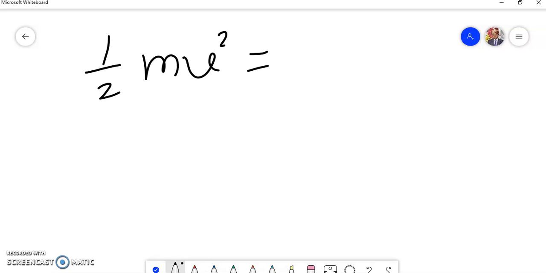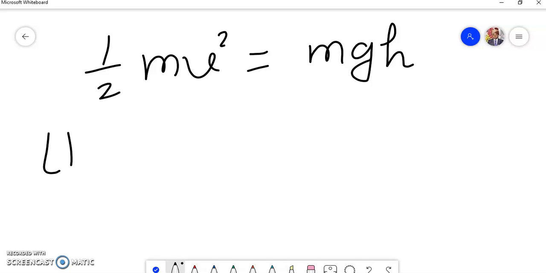You are given this expression, that half mv square is equal to mgh, and you are being asked to check that this equation is dimensionally correct or not. Yes, students, you all know that this is the formula of kinetic energy on the left hand side, and it is the formula of potential energy on the right hand side. Since both are energies, both must be equal. Let us look for it.